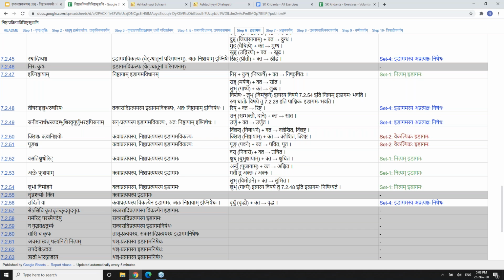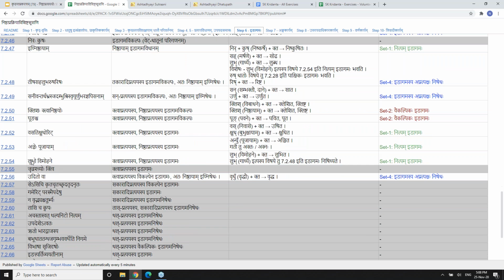There is another dhatu called lubha vimohane. So we had two dhatus: lubha gardhye and lubha vimohane. For lubha vimohane, we need the idagama. So a separate sutra has been created. Lubha vimohane tatra idagame krute lubhita iti rupam siddhyati. So this is set number 1, which had 4 different sutras where compulsory idagama happens.